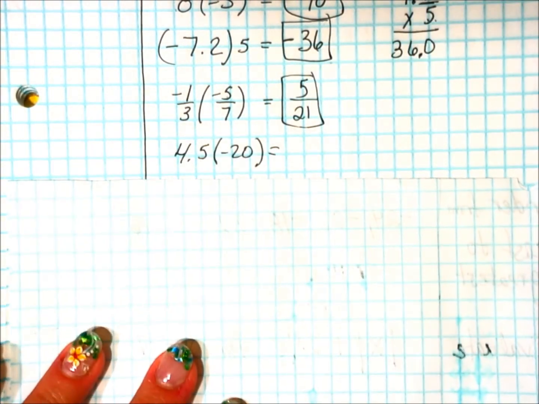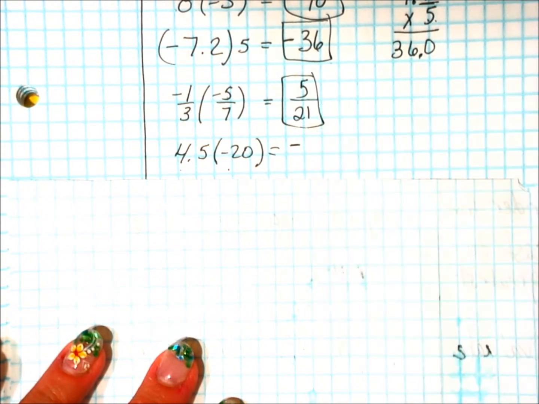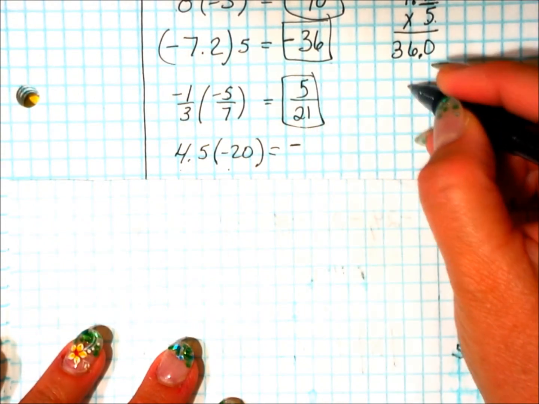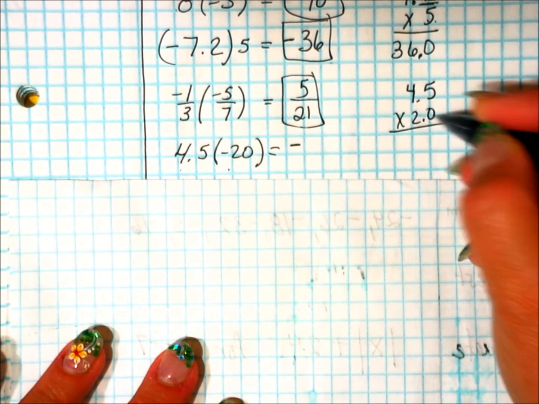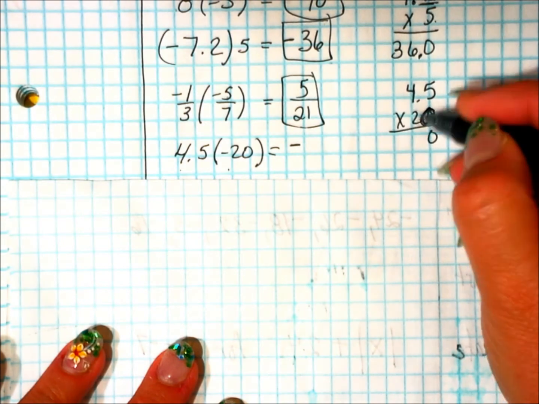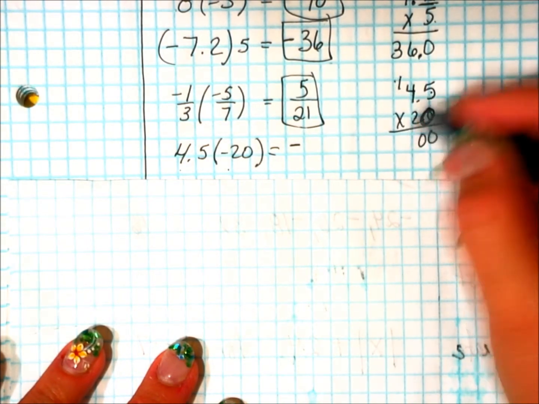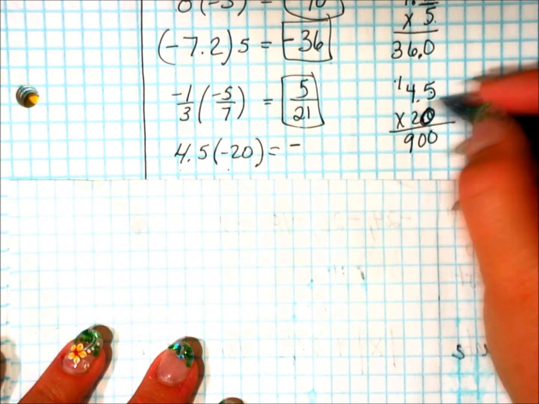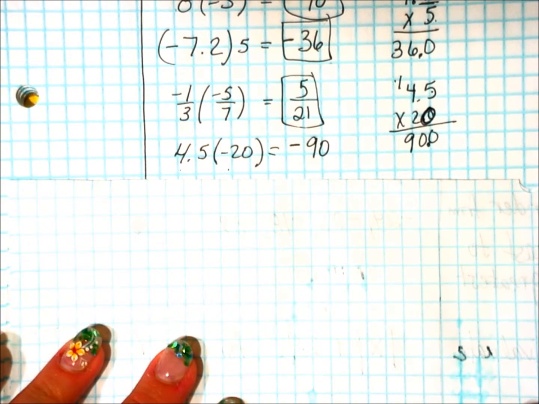All right. Again, a negative times a positive is a negative. If we again are having problems with that decimal point, 4.5 times 20. Oops, I should be 20. So 0. And then 2 times 5 is 10. 2 times 4 is 8, plus 1 is 9. There's one number behind the decimal, so we get negative 90.